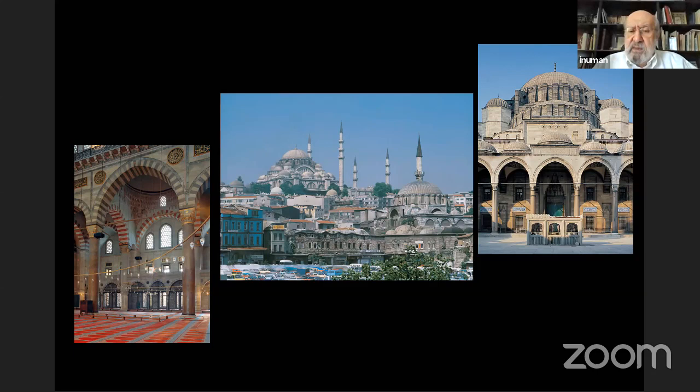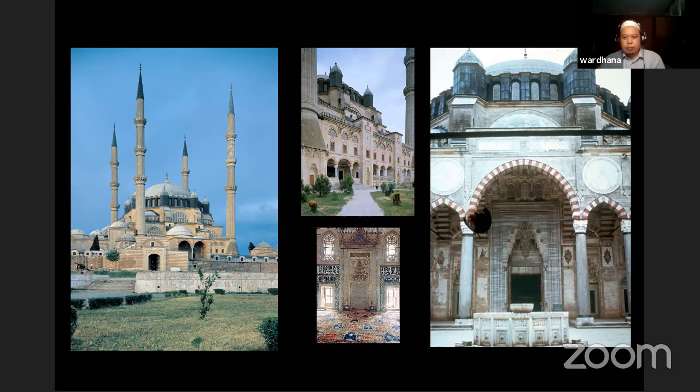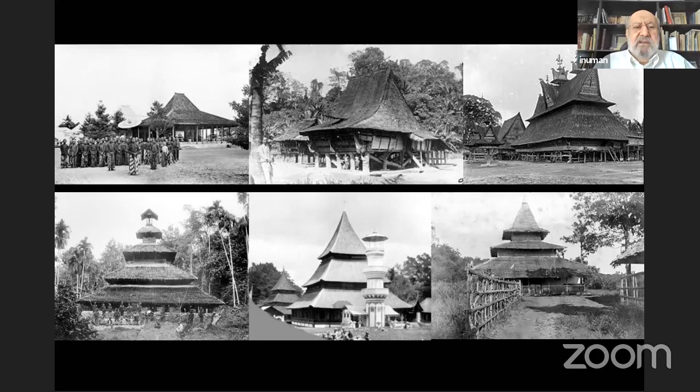Again, besides Süleymaniye, Selimiye is the other peak of the architecture of Turkish Islamic. So it is magnificent. It is the peak point of the understanding of Islamic values. So let's go back to the Nusantara. You know very well how the houses have been built and how the mosque got its shape from the houses.